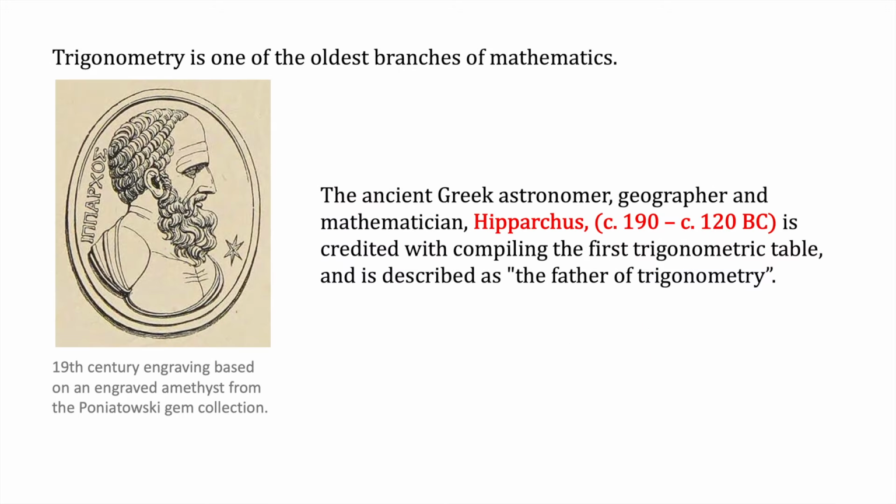Trigonometry is one of the oldest branches of mathematics. The ancient Greek astronomer, geographer and mathematician Hipparchus is credited with compiling the first trigonometric table and is described as the father of trigonometry. Since Hipparchus's time, mathematicians from other nations have also contributed to our modern understanding of trigonometry.